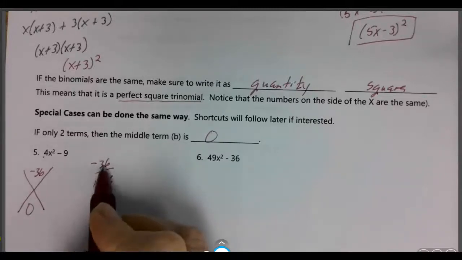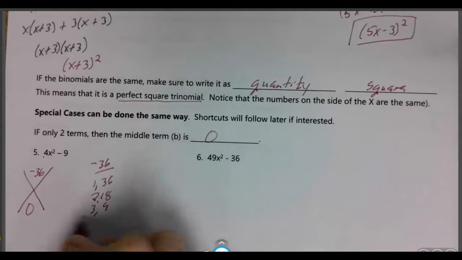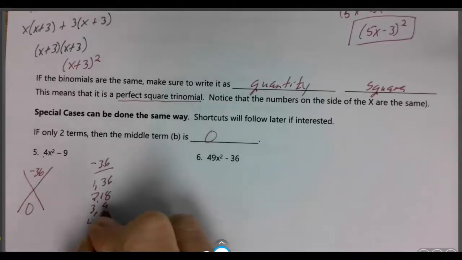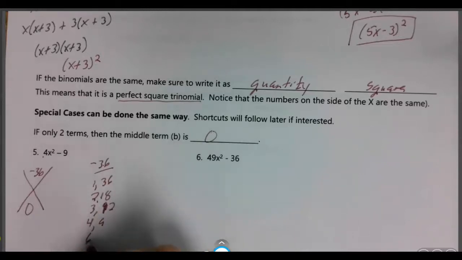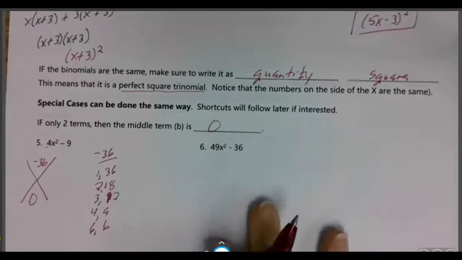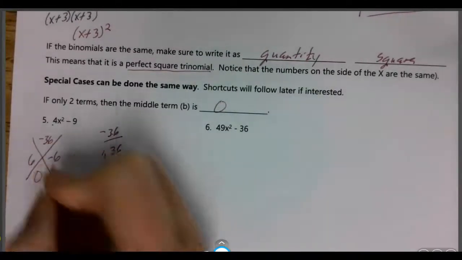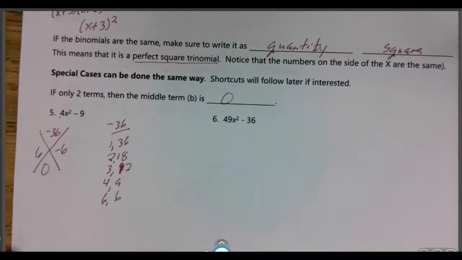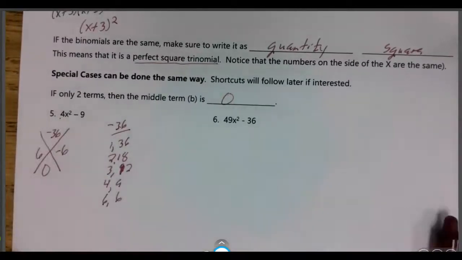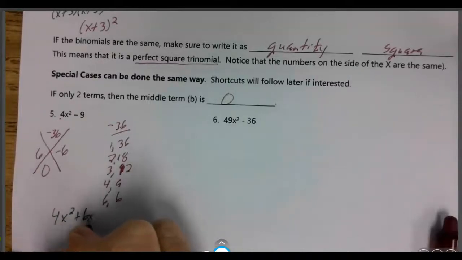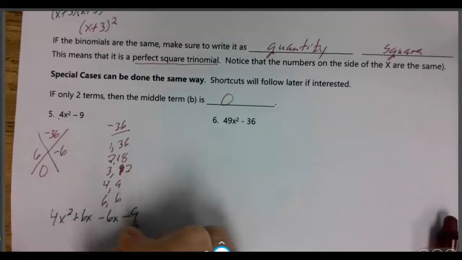Okay, my signs have to be different. One is positive and one is negative. Which one is positive and negative? It won't matter. Whoops, that's 3 and 12. Because it has to be 6 and 6. One is positive and one is negative because you have to add to get 0. So one is positive and one is negative. Okay, so when we write this out, it becomes 4x squared plus 6x minus 6x minus 9.